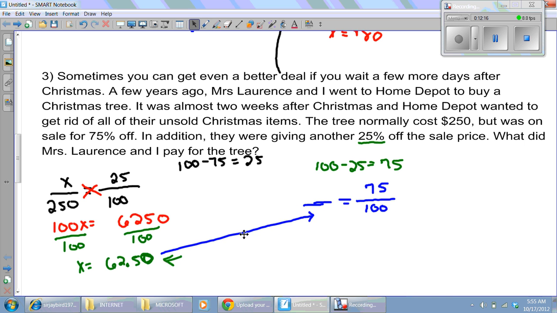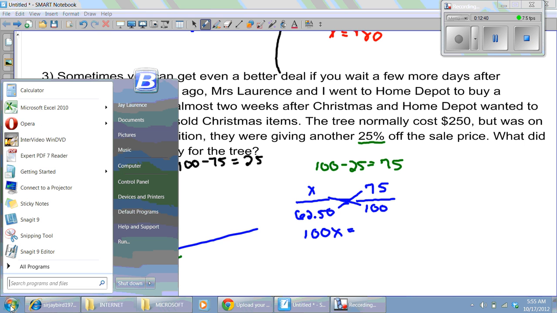My full price is the 62.50. Why? Because it's the sale price, the first sale price. So I'm going to put a 62.50 there, and I'm looking for the new discount. Now, I'm not going to be able to do this multiplication in my head, so I'm going to go ahead and get my calculator out. I know I'm going to get 100x. And here comes my calculator.